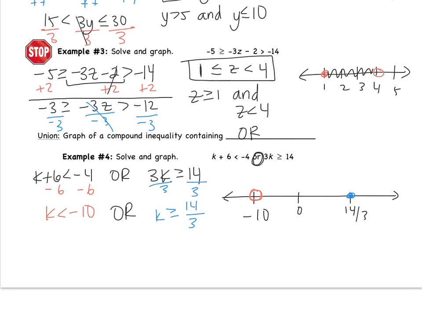Okay, now here's the difference. If it's an or problem, you want to shade outside. So if we want to write that down: and is always in between, or is everything outside. So you're saying that your x, or your k in this case, falls in the left inequality or it falls in the right inequality. That's why it's the outside. And is always in between.